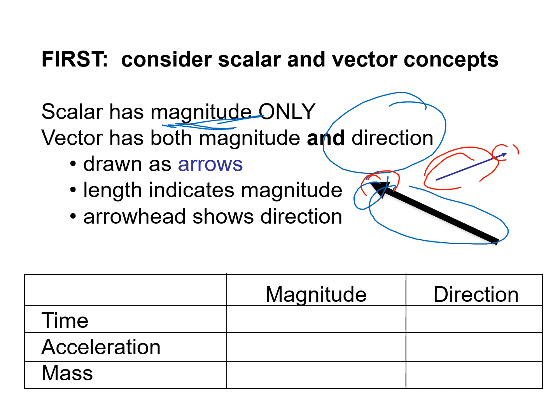So let's talk about three of our main kinematic values when we start looking at kinematics. We have time. Time certainly has a magnitude: 5 seconds is greater than 2 seconds, stuff like that. Does it have a direction? For this class, we consider that it does not have a direction.